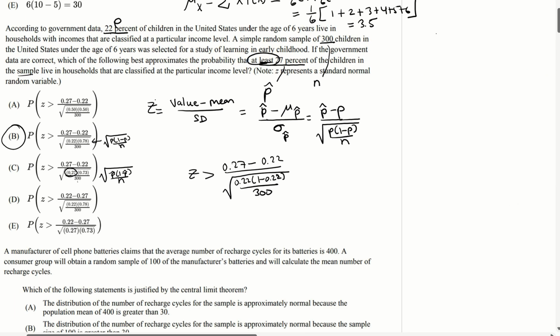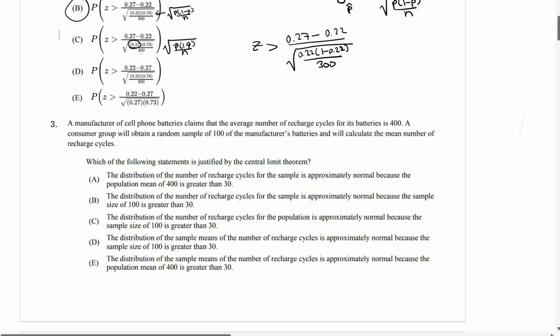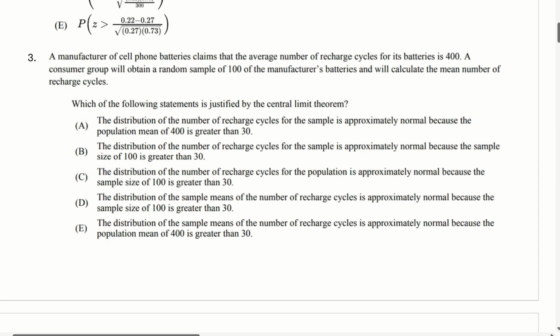All right. So number 3. A manufacturer of cell phone batteries claims that the average number of recharge cycles for its batteries is 400.